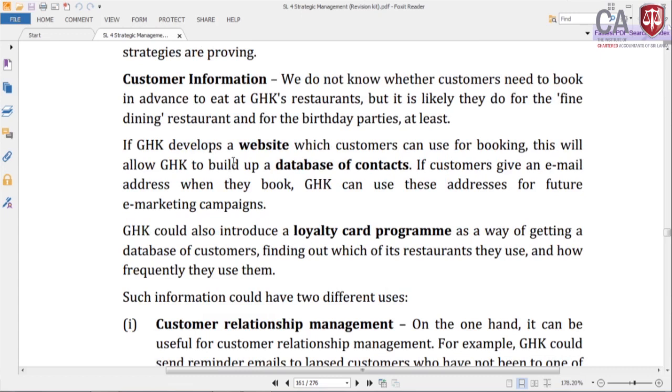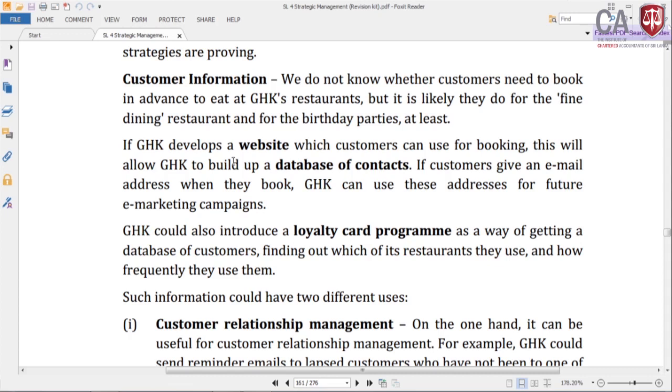We do not know whether customers need to book in advance to eat at GHK restaurants, but it is likely they do for the fine dining restaurants and for the birthday parties at least. One possibility is developing a website. If GHK develop a website which customers can use for booking, this will allow GHK to build up a database of contacts. If customers give an email address when they book, GHK can use these addresses for future e-marketing campaigns.